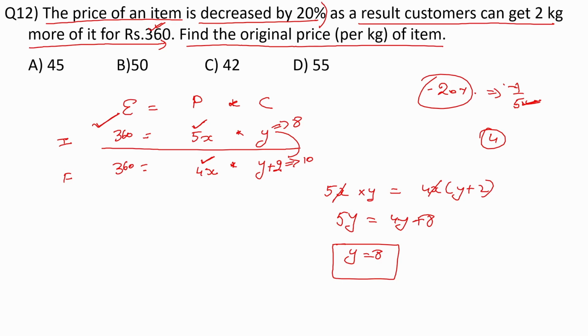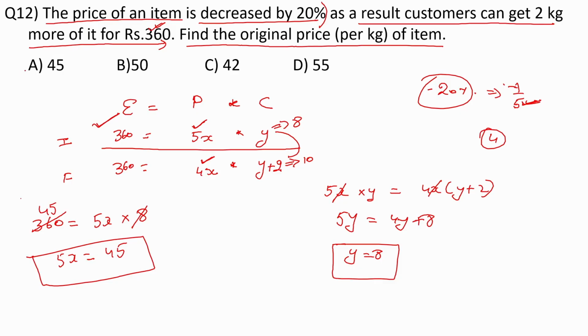So from this I can find, we were asked to find the original price, right? So I'm going to take the initial equation, that is 360 equals 5x into 8. The value of y is 8. 8 fives are 40, 8 ones are 8, 45. So the initial price, that is 5x, is going to be 45 rupees. Here we are not supposed to find the value of x, guys. We are supposed to find the initial price value, and the initial price value is 5x. So here we are supposed to find the value of 5x, not the value of x, guys. Please remember.